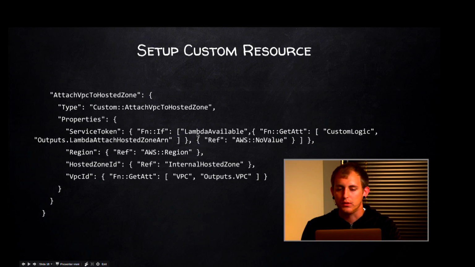In this example, we use a condition to say if Lambda is available, so that our CloudFormation is able to boot in regions that don't have Lambda. It'll just ignore all of this. And then it just grabs the ARN of the Lambda function. So service token, pass it the ARN of the Lambda function. And then all of the other properties are going to be inputs to our Lambda function. We'll get to that shortly. In this example, we are passing region, hosted zone ID, and the VPC that we want to associate.